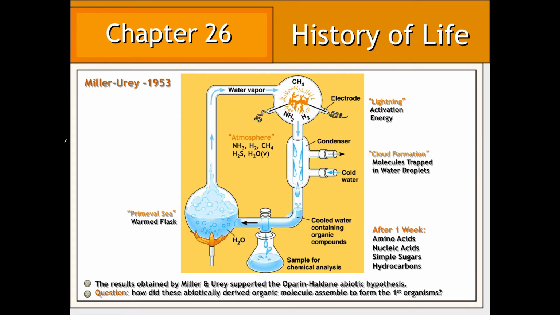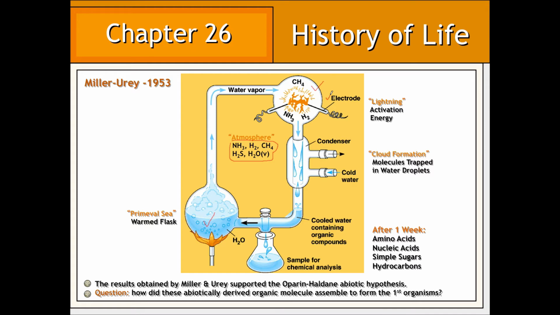Here we can see the setup that Miller and Urey used in order to test the Oparin-Haldane hypothesis. Some of the very important elements of this model include a flask simulating the primordial sea, and an atmosphere containing the gases that were thought to exist in the early Earth's atmosphere. When the water in this flask was heated, it began to evaporate and was directed up into this chamber containing the gases simulating the primordial atmosphere.